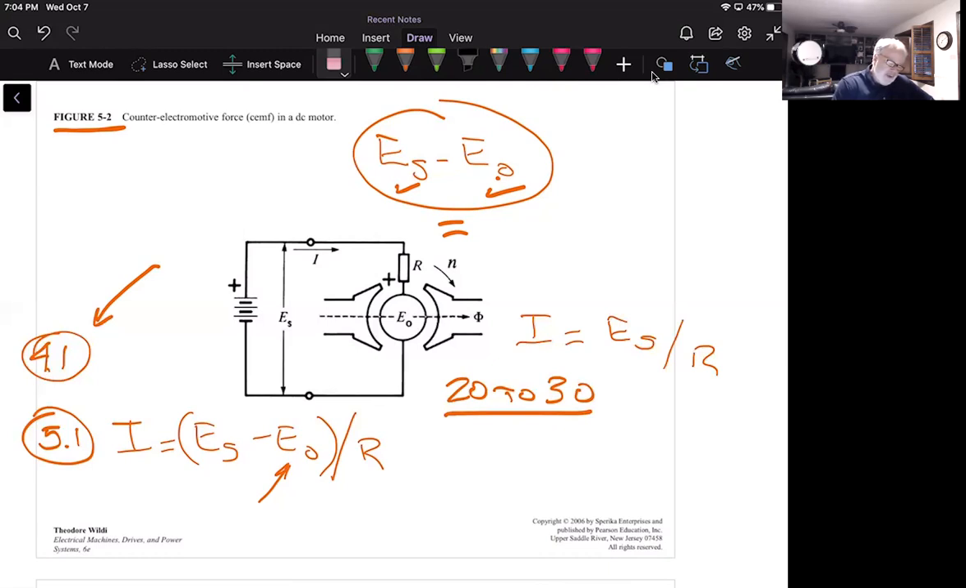And he finishes this section up, this 5.2. He says, when a motor runs at no load, the counter EMF must be slightly less than E sub S, so as to enable a small amount of current to flow, sufficient to produce the required torque to make the motor turn. Okay, now let's do a little pause here, and then we're going to work a problem that's going to take all of this into consideration.